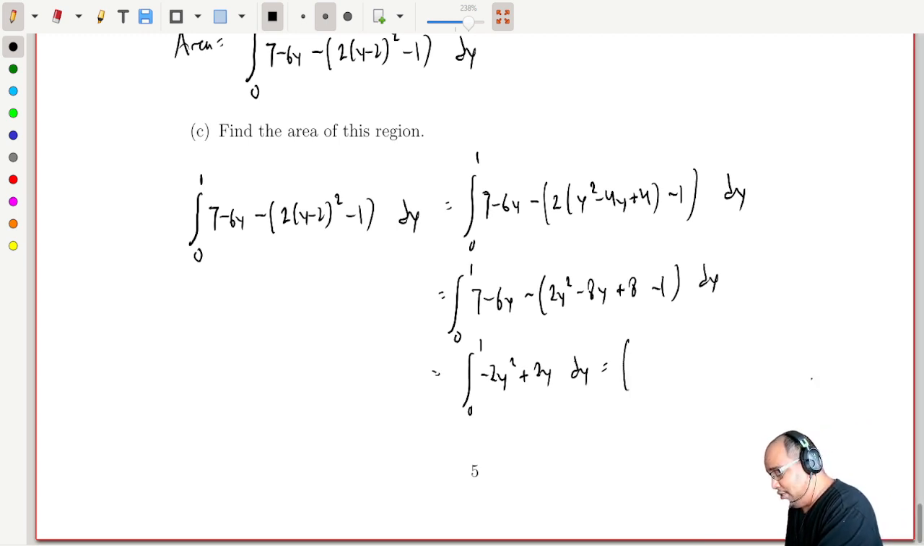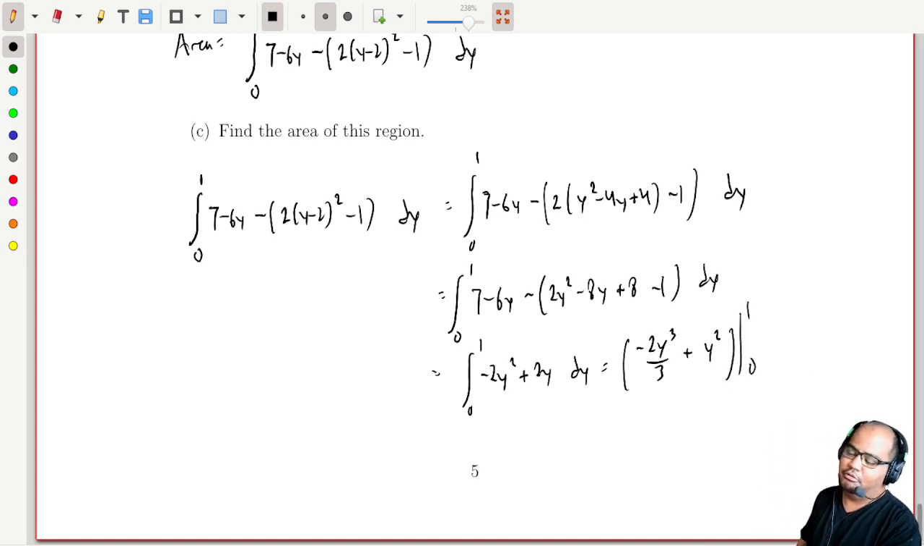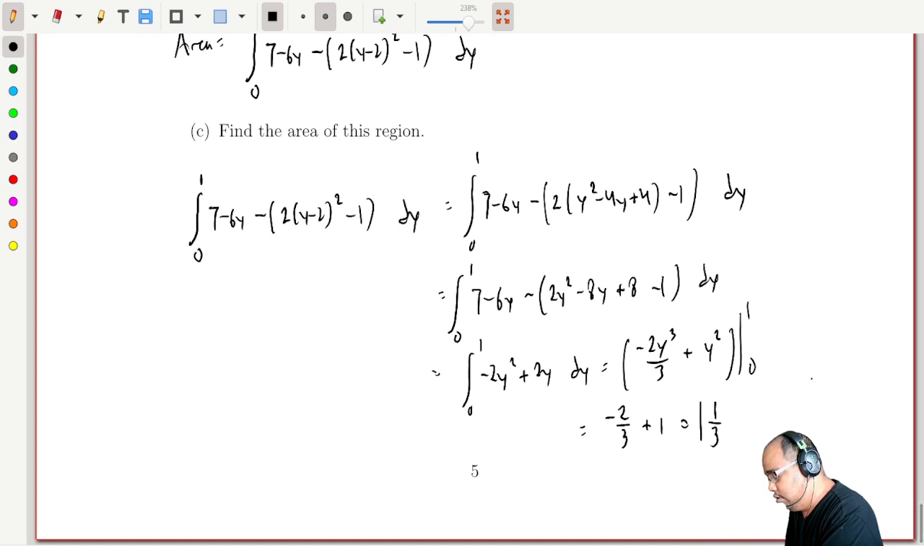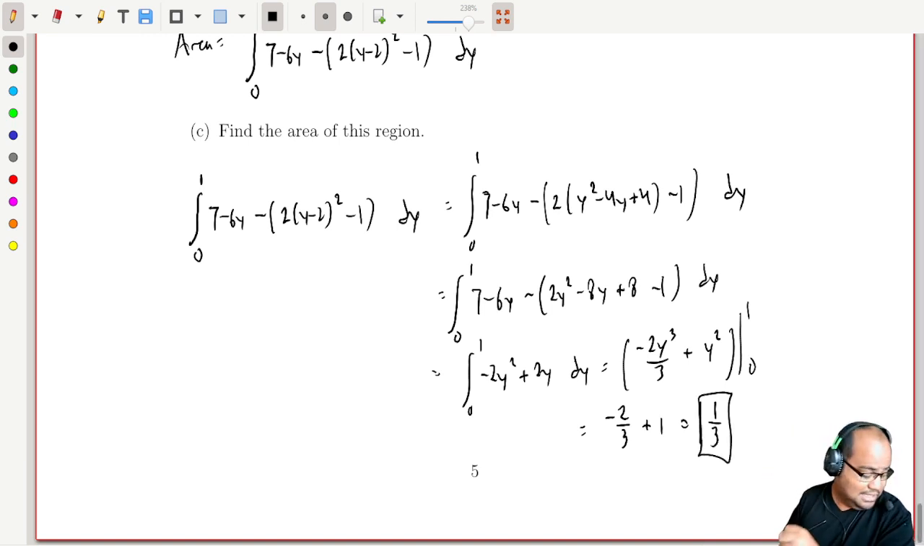Okay, an antiderivative of minus 2y squared is minus 2y cubed over 3. Then an antiderivative of 2y is y squared. Evaluate that between 1 and 0. You can eyeball it here and see that the evaluation at 0 is indeed 0. And the evaluation at 1, well, we have minus 2/3 plus 1, which is indeed 1/3, and that's our area.